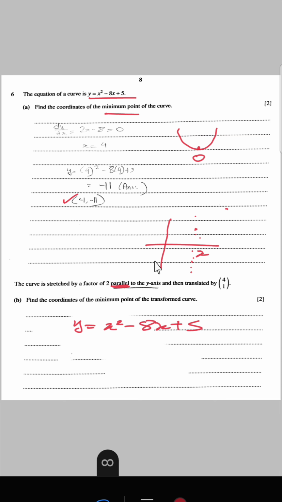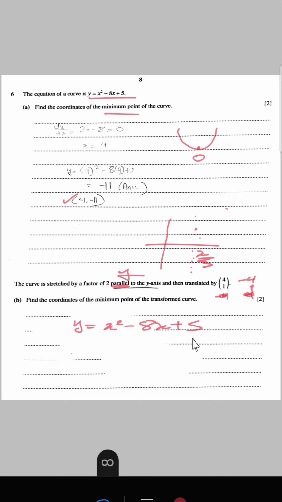That means it is parallel to the y-axis, and whatever the stretch is, in parallel to the y-axis the x coordinate would remain the same, but only the y coordinate changes. And it is translated by 4 and 1. We know that after the translation of 4, the x coordinate would become negative 4, because whatever the translation is, if it is negative 4, then it will become positive 4. Thus, the x coordinate would change its sign, but the y coordinate remains the same, that is 1.